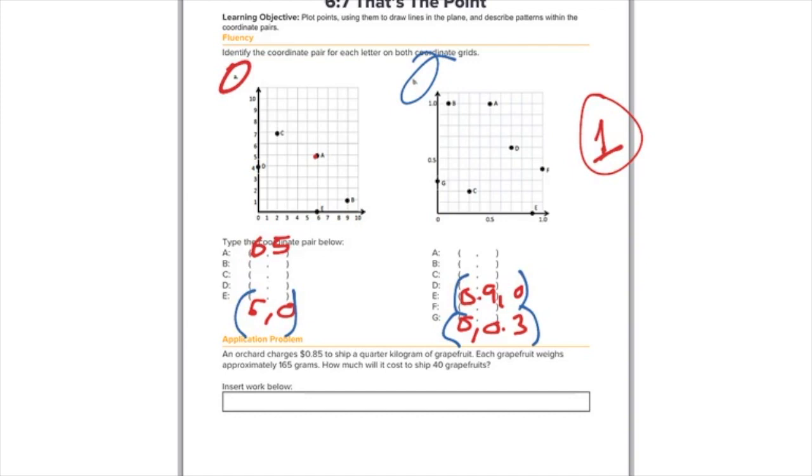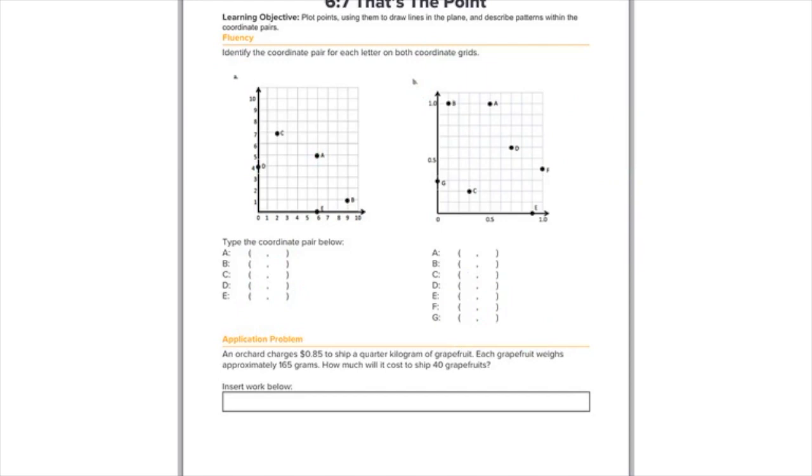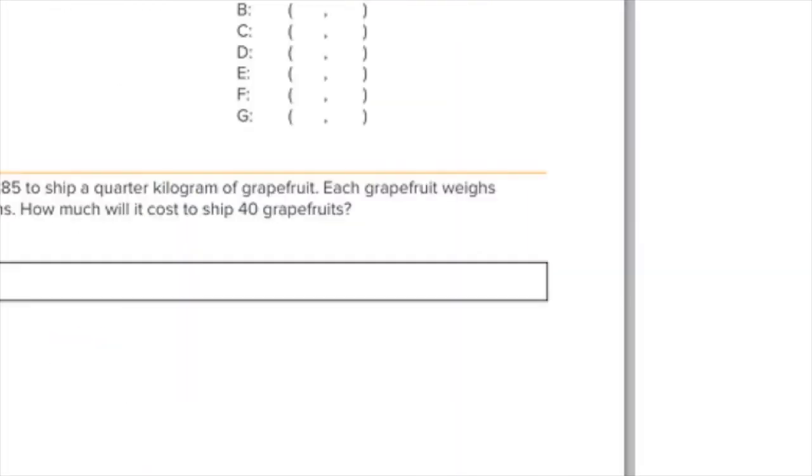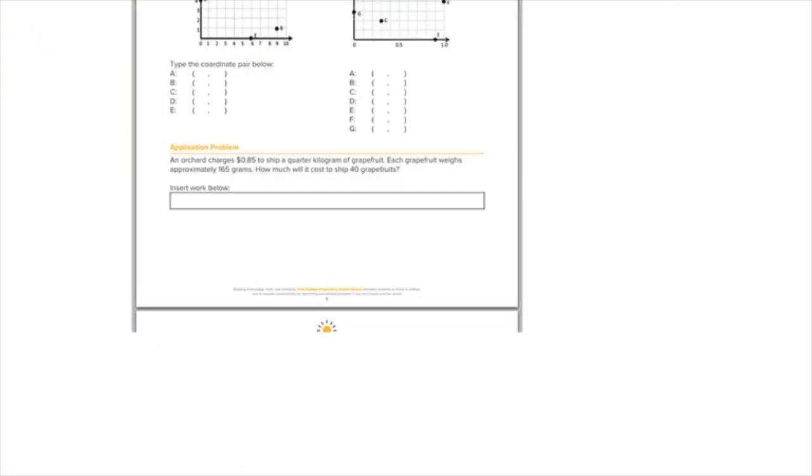We are now moving into our application problem. An orchard, you know what I'm going to do? Hold on, let's clear drawings, and let me move this over, and let's focus just on this problem to keep it really neat on your screen as I do it.